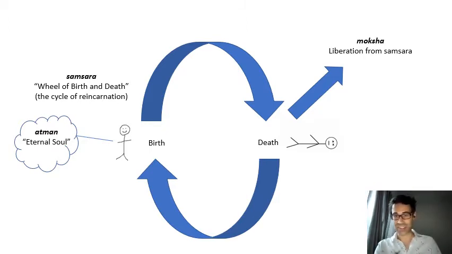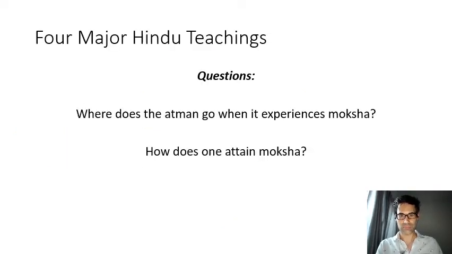The example I like to give, just very briefly, is people who love roller coasters, right? I ask them, well, would you want to go on the same roller coaster 60, 70, 80 times? And they all shake their heads no. And that's basically how reincarnation works in Hinduism. At some point, you'll want to get off the wheel. So where does the Atman go when it experiences moksha, and how does one even attain moksha?